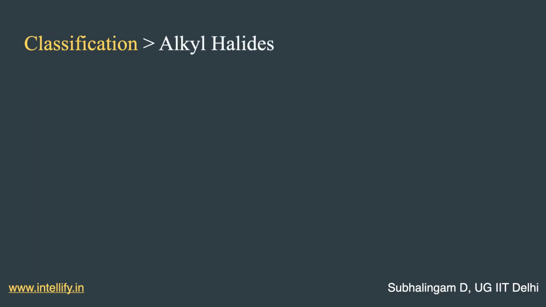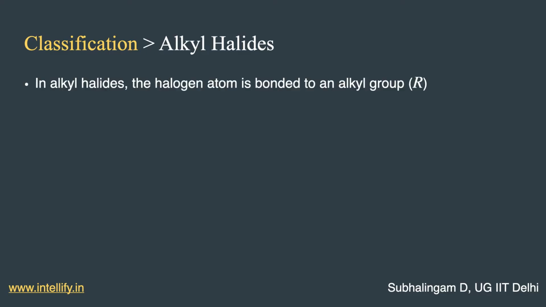Let's try to classify a mono haloalkane based on the hybridization of the carbon to which the halogen is attached. Let's start with the case of sp3 carbon. One such thing that comes under this classification is an alkyl halide. In alkyl halides, the halogen atom is bonded to an alkyl group, and we have the general formula in such a case as CnH2n+1X.